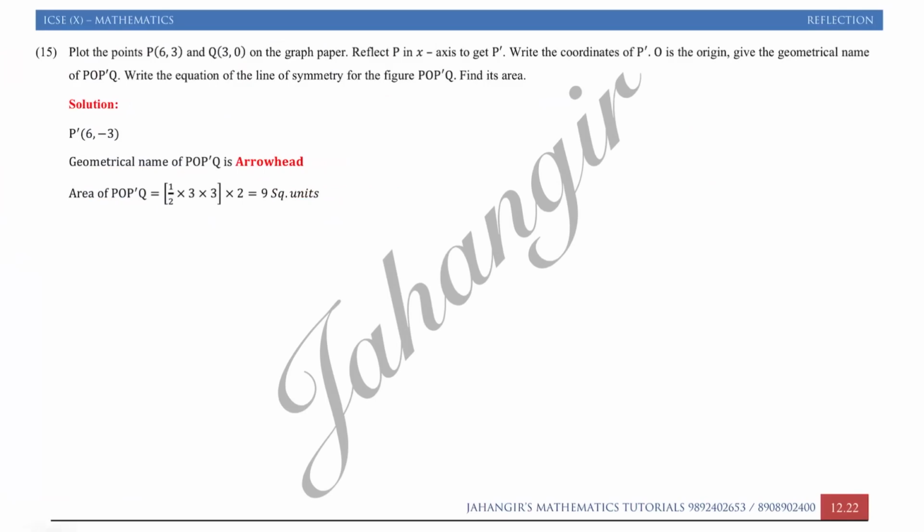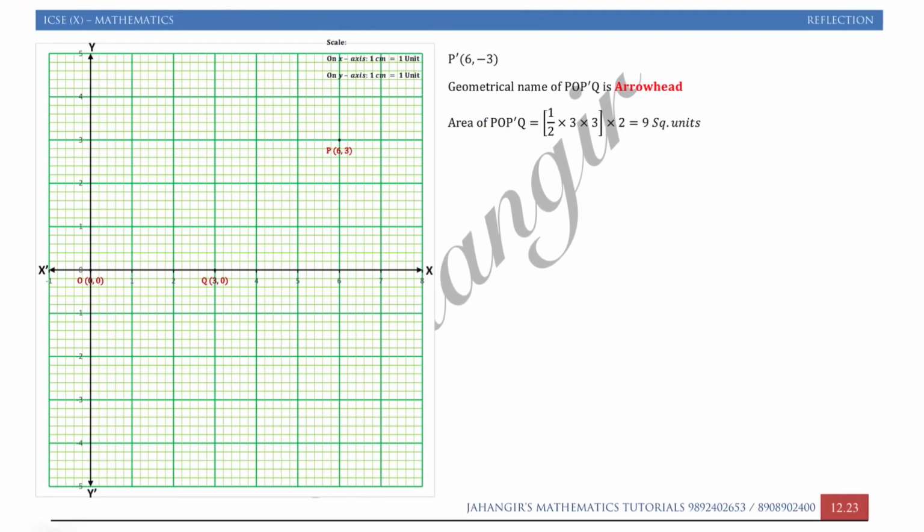Question number 15. Plot a point 6, 3 and 3, 0 on the graph paper. Reflect. Let's see what we are getting. Let us do. First we have to plot a point 6, 3. This is 6, 3, x is 6, y is 3. Make an axis that you have to draw for every graph. 3, 0 is on x-axis. Reflect P in x-axis. If you will reflect P in x-axis, it will become 6, minus 3. Let us write P dash as 6, minus 3.